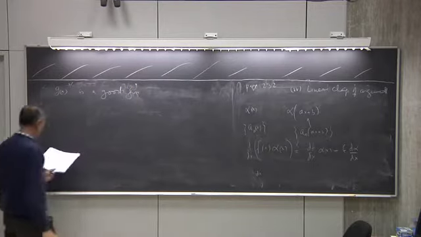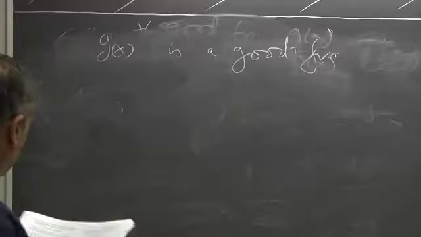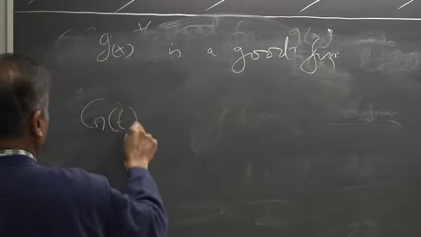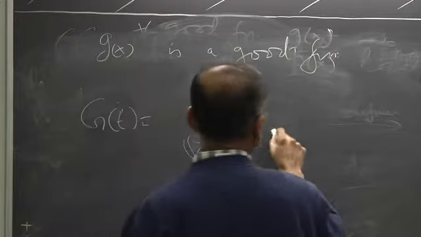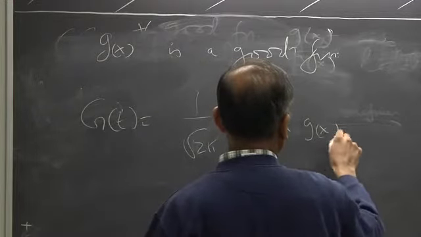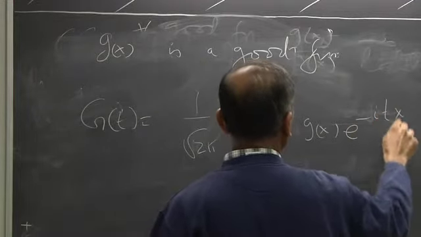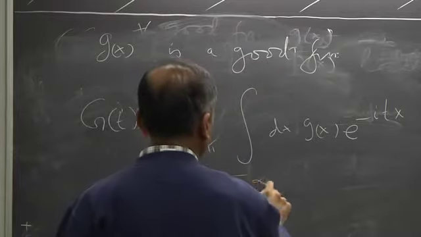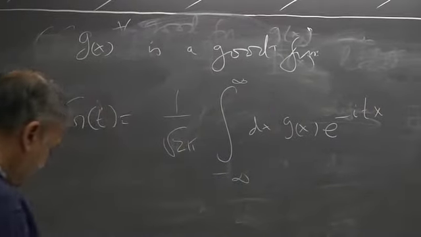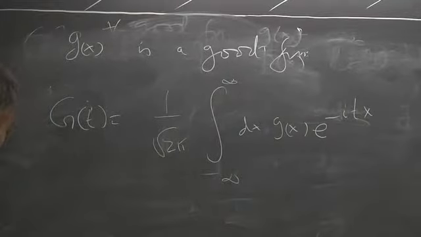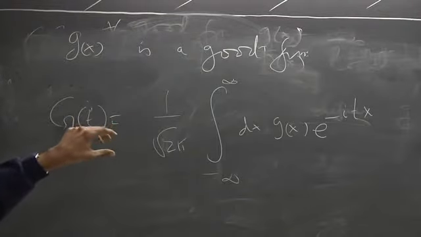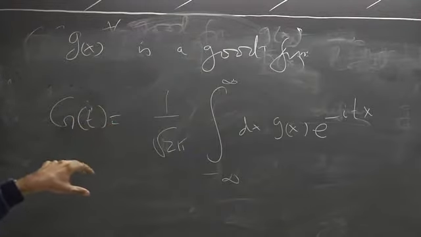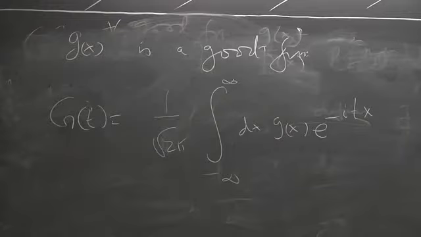Okay. Then consider the Fourier transform of it. So g of t is 1 over root 2 pi, integral dx g of x times e to the minus i t x, right? That's a Fourier transform. Okay, so first statement: it turns out that this function is also a good function.